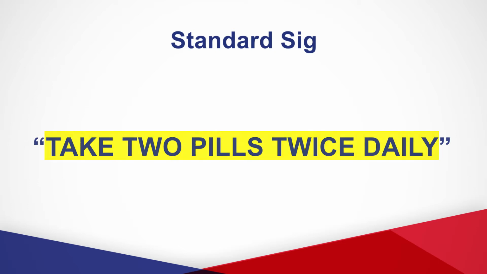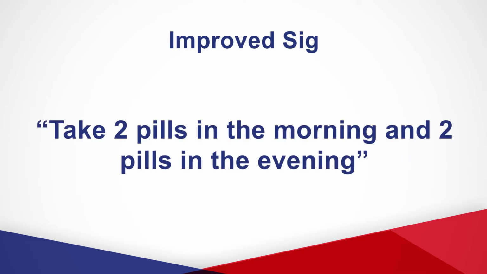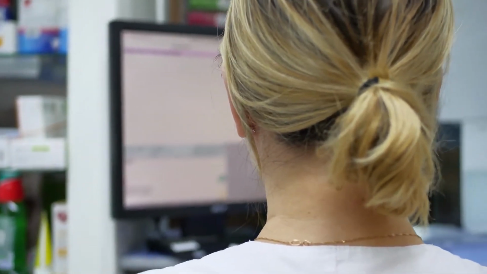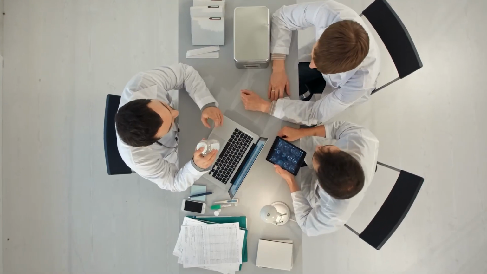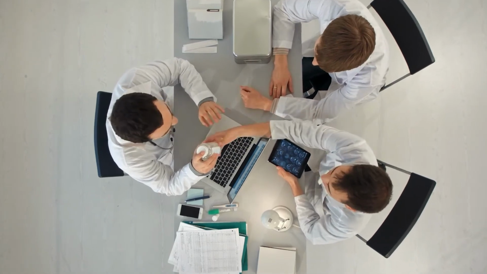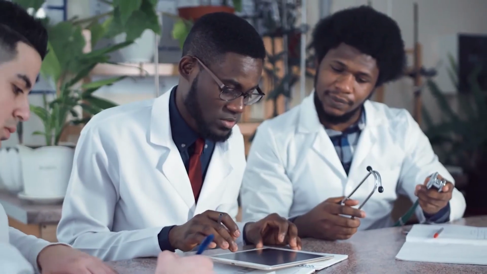It is much better to write, take 2 pills in the morning and 2 pills in the evening. This uses the UMS standard timeframes, making it more clear as to when to take the medications. It also uses the numeral 2 instead of spelling out TWO, and is written in sentence case and simple language. Just a note about SIGs. We understand that there are software limitations as to how you can change the SIG, if at all. We encourage you to be open to making further modifications down the road as software technology evolves.